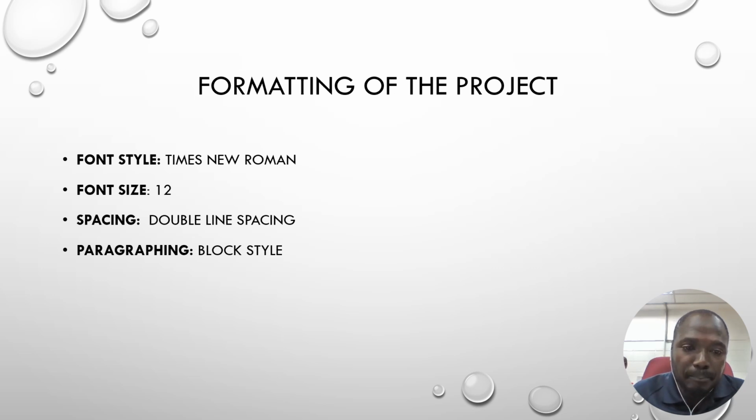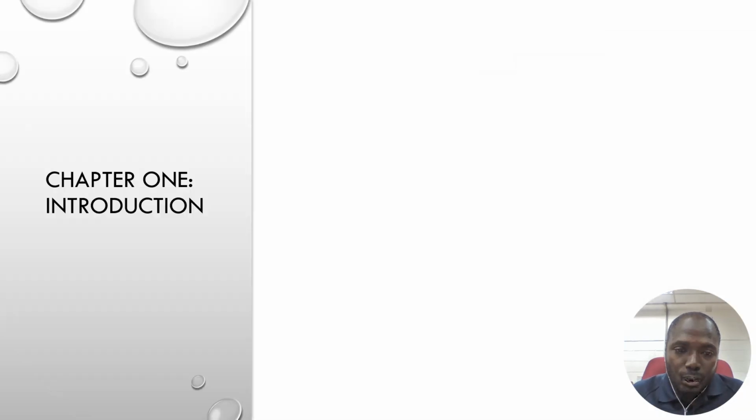Then paragraphing, we normally use block style. So after writing, maybe when you take it to the business center, you tell them this is what you want them to do. So you now tell them that the font style is Times New Roman, font size is size 12, spacing is double line spacing, then paragraphing is block style. So that's for formatting.